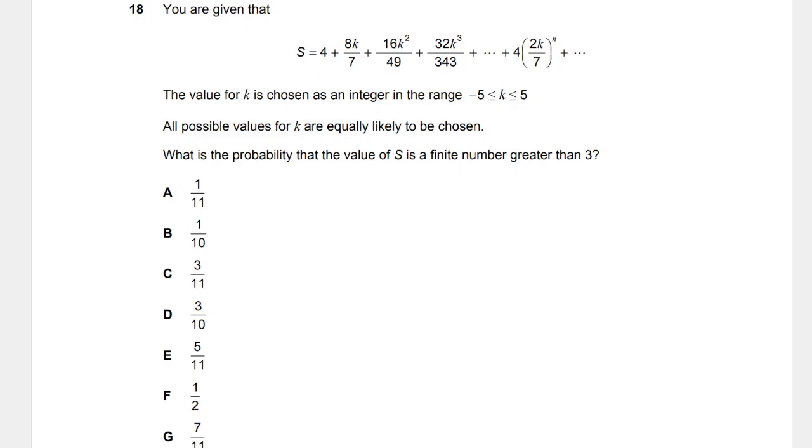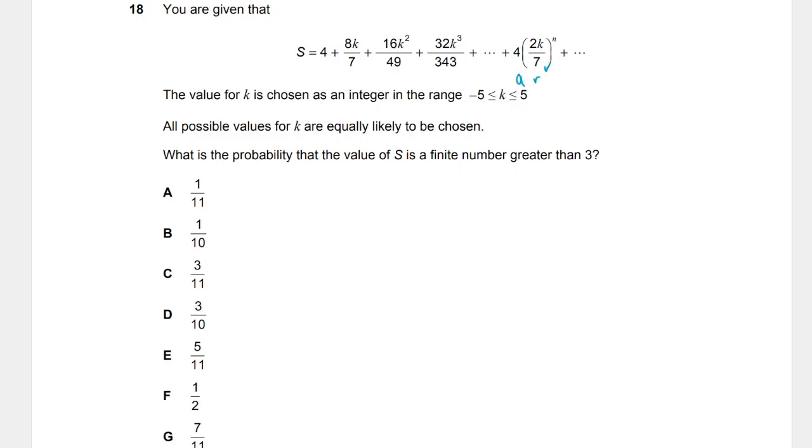Okay, question 18 now. You're given that s equals 4 plus 8k over 7, my apologies, plus 16k squared over 49, plus so on and so on, and then they gave you the general term of this series. Okay, so what series is this? Well, it's a geometric one, right? Because you have 4 as your first term, and then you have 2k over 7 as the common ratio. Yeah, they gave you the general term here.